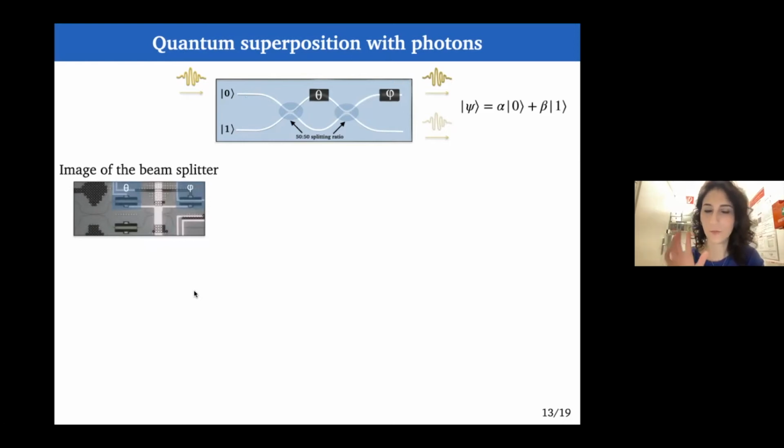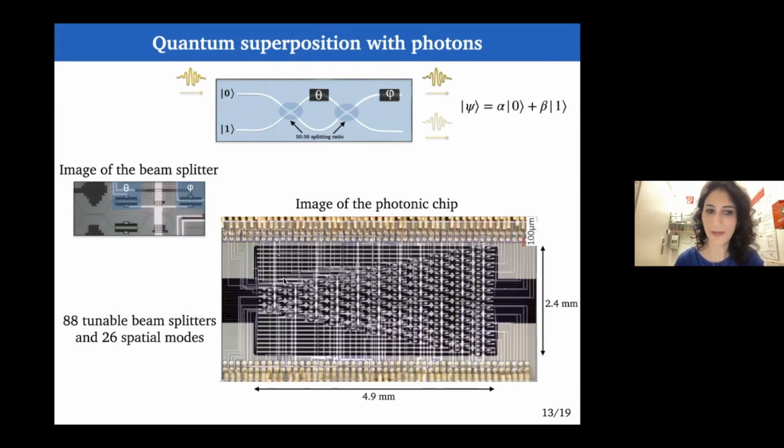But this is just one Mach-Zehnder to implement a quantum gate. In general, we have many of these. In total, we have 88 of these Mach-Zehnders, which behave in the end as tunable beam splitters. You can see here, for example, one unit here. This is another one, and so on. We have them arranged in this configuration, and we have in total 26 input and output modes. This chip is extremely small. It was designed at MIT. It's about 5 millimeters long, so it's extremely small, and it has a lot of components on it.